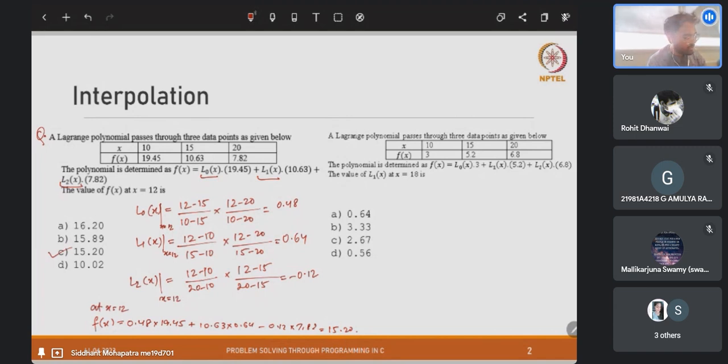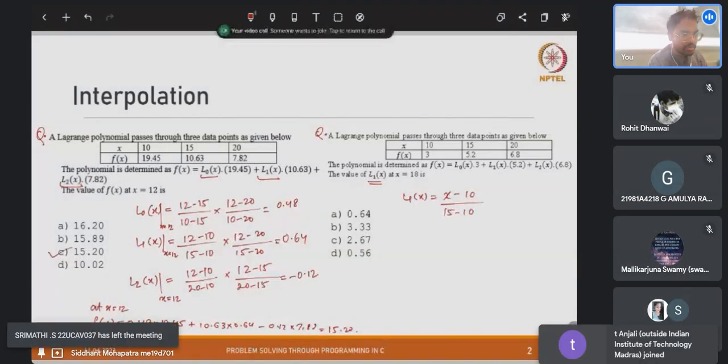Now we will take a similar approach with the second one. Here the question just asks for calculating the value of L1, not for the entire value of f(x). So we will do just that. How do you write L1(x)? If we have 3 data points, for L1(x) we go to the second data point and write the equation in reference to that. So x minus 10 by 15 minus 10, right, into x minus 20 by 15 minus 20.